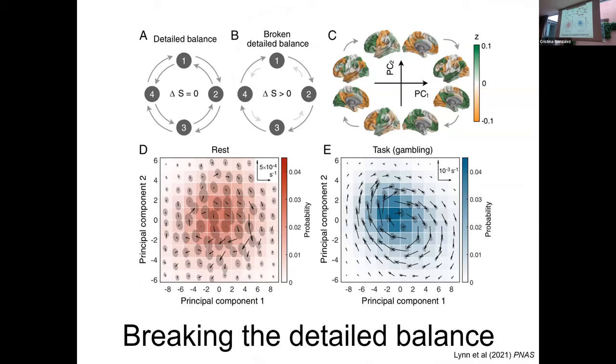The key idea is cartoonized here. It's coming from a paper from Danny Bassett's group, from Dean et al., recently published in PNAS. And just look at this cartoon. It's a very simple system. Actually, it's not the brain. It's an Ising system, to be honest with you. But imagine that it's the brain.